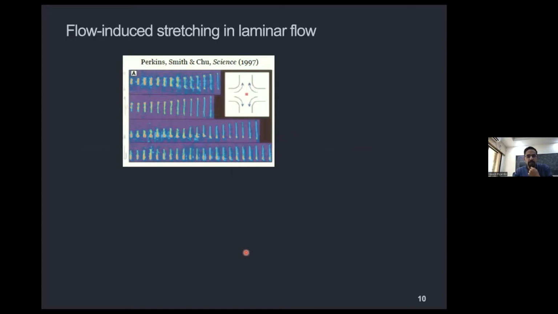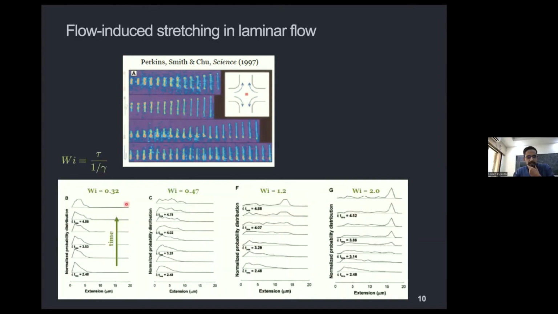Okay, so let's look at polymer stretching, but first in laminar flow, where it was first studied experimentally, and also theoretically. You see this experiment by the group of Perkins, Smith, and Chu in Science, where they put a polymer inside this cross slot geometry, and you can nicely see through fluorescence imaging how the polymer stretches out due to the flow. And if you plot distributions of the polymer extension, you see that it's initially peaked at small extensions for small Weissenberg.